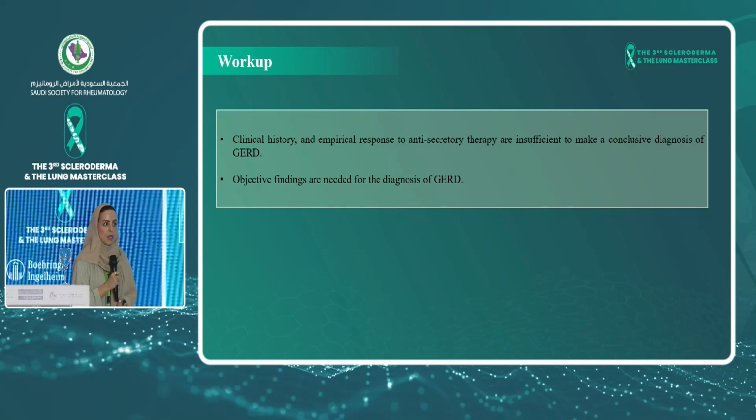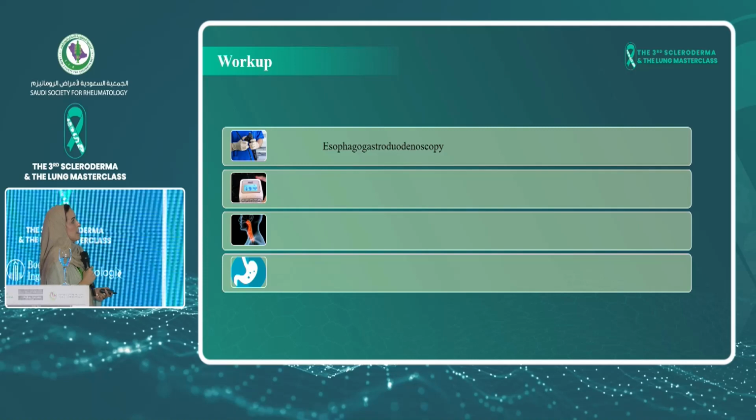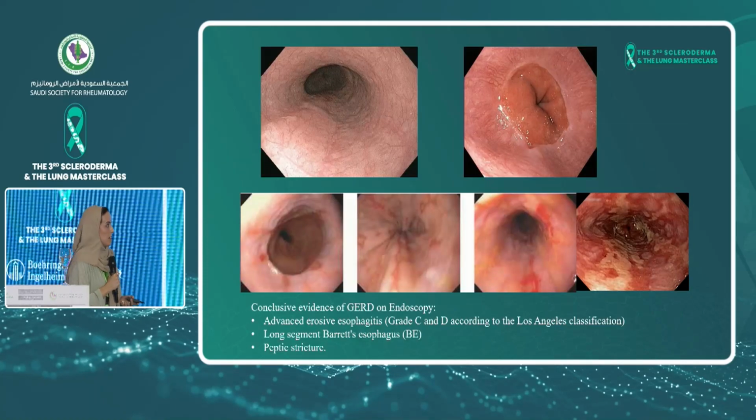Unfortunately, clinical history and response to PPI is not enough. We need an objective finding in order to diagnose GERD. We start with an endoscopy, like you can see here. The top part is the normal esophagus. You can see the pretty light pink with capillaries. And this is the transition zone between the esophageal cells and the gastric cells.